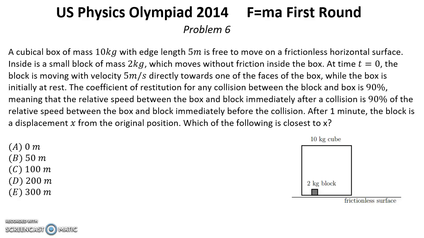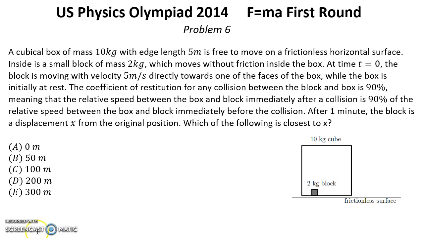The coefficient of restitution for any collision between the block and box is 90%, meaning that the relative speed between the box and the block immediately after a collision is 90% of the relative speed between the box and the block immediately before the collision. After 1 minute, the block is at displacement x from the original position. Which of the following is closest to x?